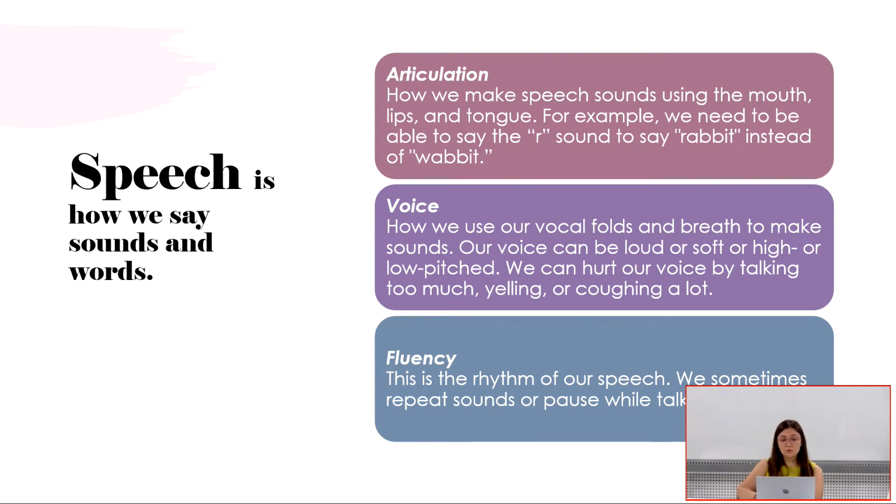to produce a sound. And in order to make a speech sound, we need to use our mouth, lips, and tongue. For example, we need to be able to say the R sound to be able to say rabbit. If we can't produce the R sound, we can say something totally different, and it can be meaningless for the listener.